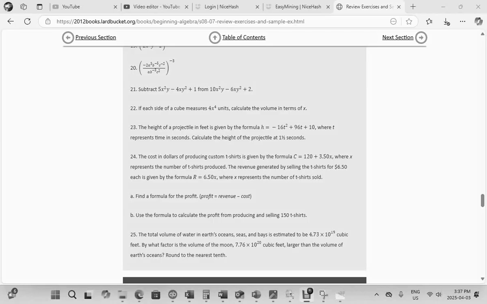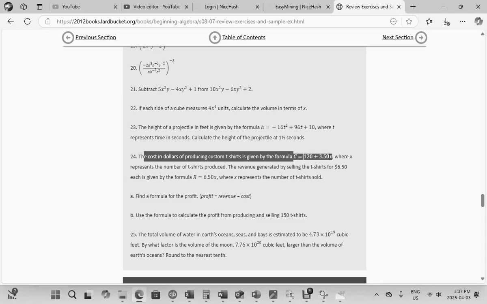Okay, so we'll do question 24 in this video. The cost in dollars of producing custom t-shirts is given by the formula C equals 120 plus 3.50x, where x represents the number of t-shirts produced. The revenue generated by selling the t-shirts for $6.50 each is given by the formula R equals 6.50x, where x represents the number of t-shirts sold.